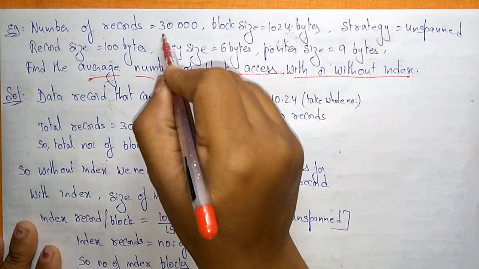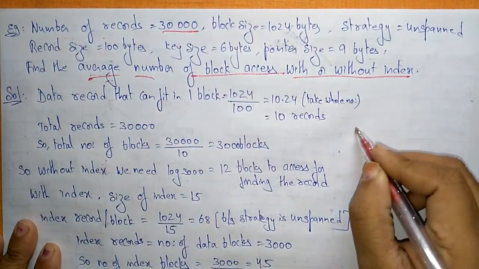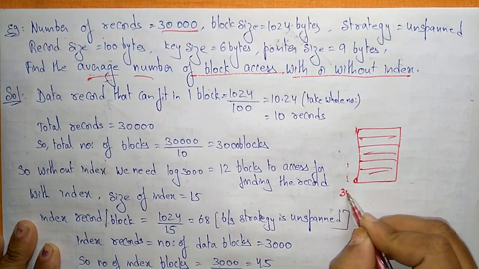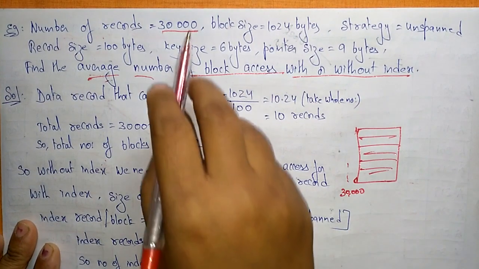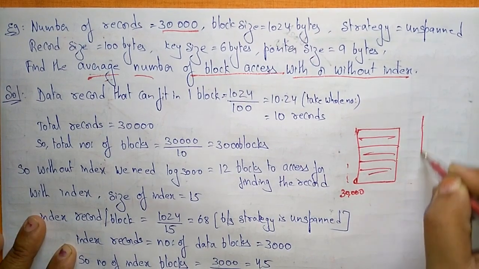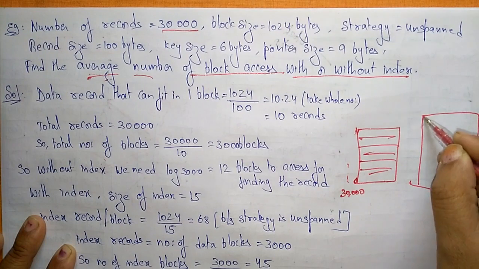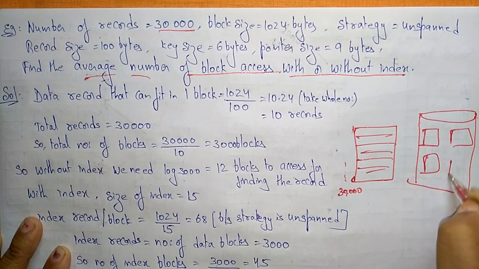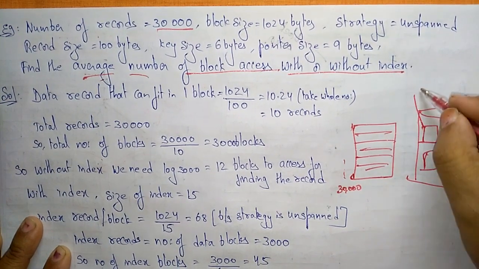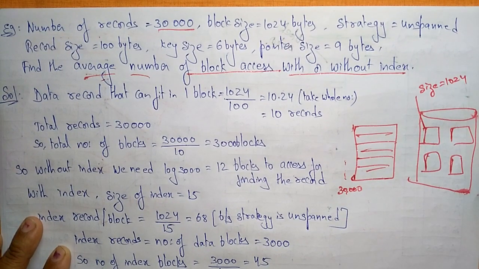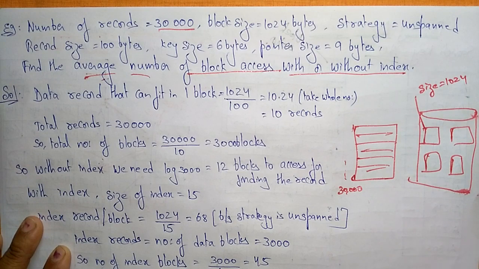Here the number of records is 30,000. So all records, up to 30,000, are there. And the block size is 1024. Here, this is the hard disk, and the blocks are there in the hard disk. The block size is 1024 bytes, and the strategy they are following is unspanned.